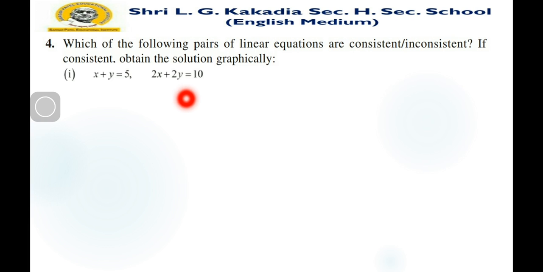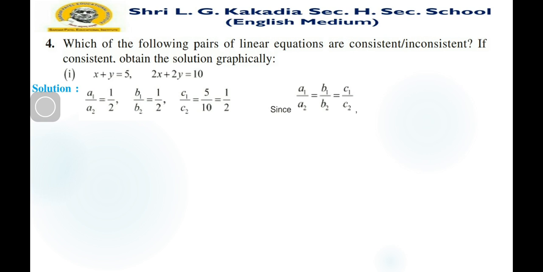From the coefficients of both the linear equations, we find the ratios. Here you can see that a1 by a2 is 1 by 2, b1 by b2 is 1 by 2 and c1 by c2 is 5 by 10, which is equal to 1 by 2. Means the ratios of coefficients are the same. Since a1 by a2 is equal to b1 by b2 and c1 by c2, this shows that both the lines are parallel to each other.